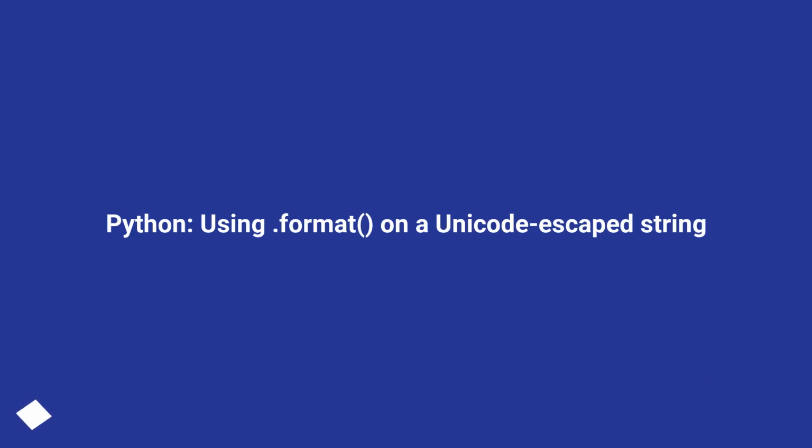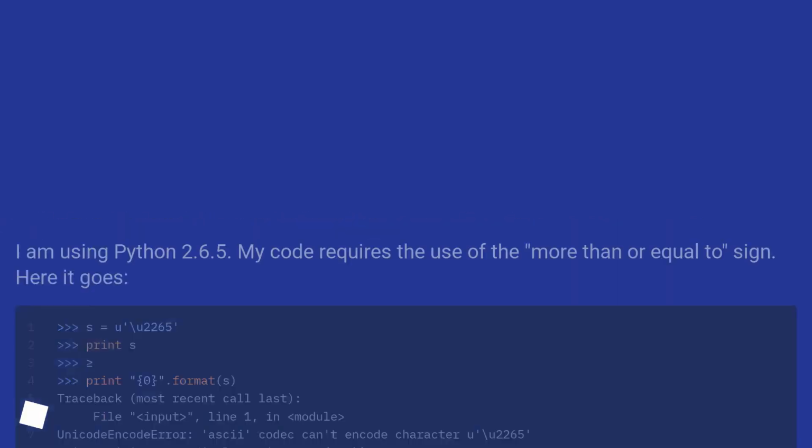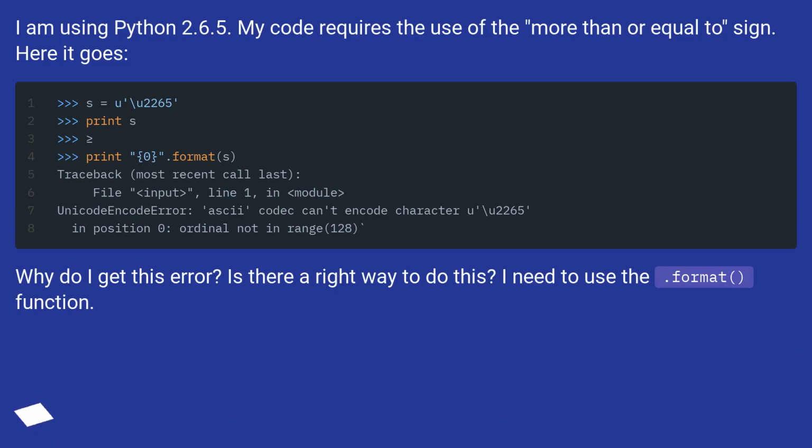Python, using format on a Unicode-escaped string. I am using Python 2.6.5. My code requires the use of the more than or equal to sign. Here it goes.